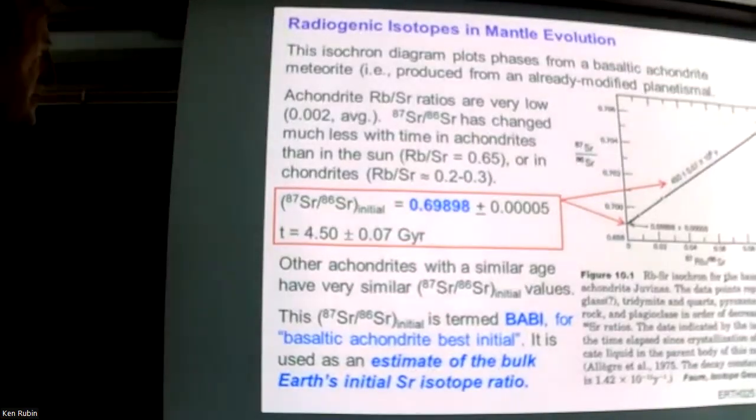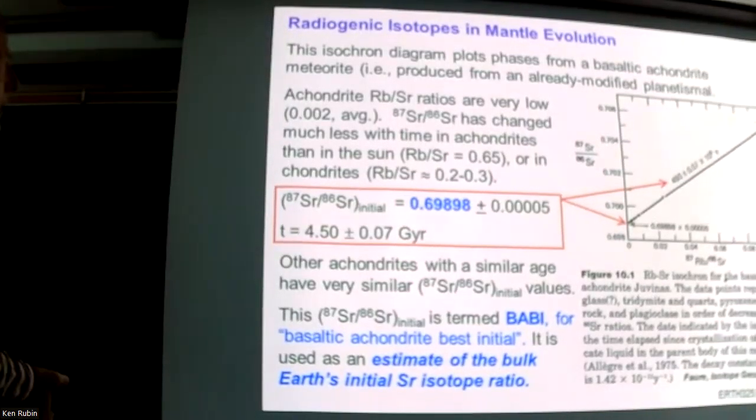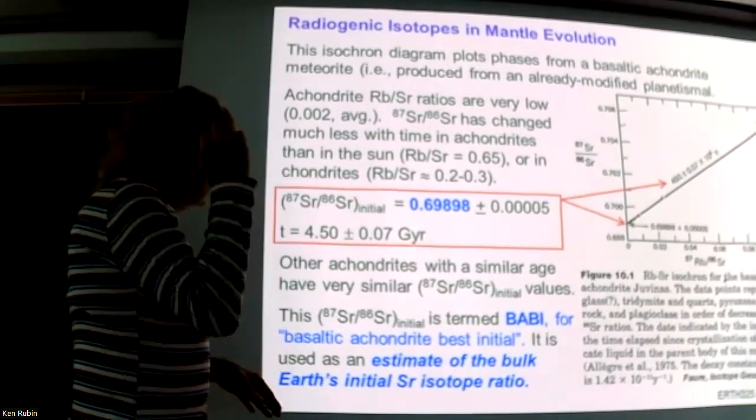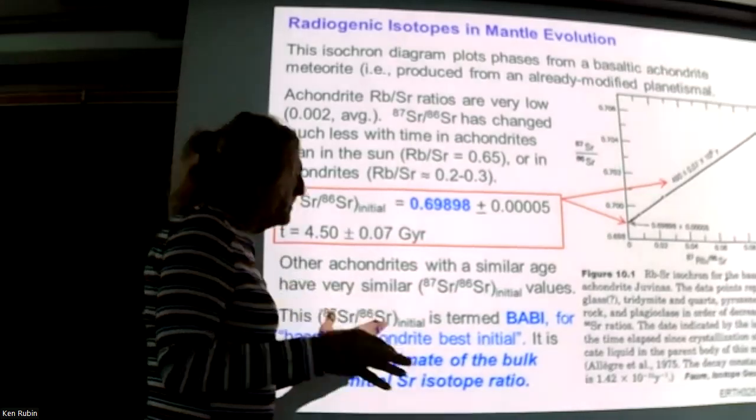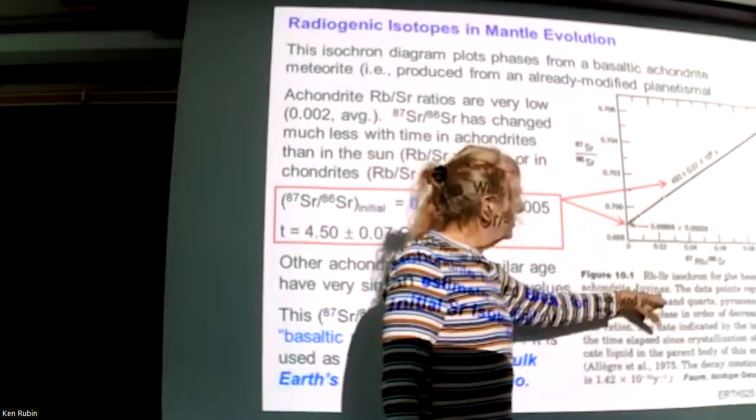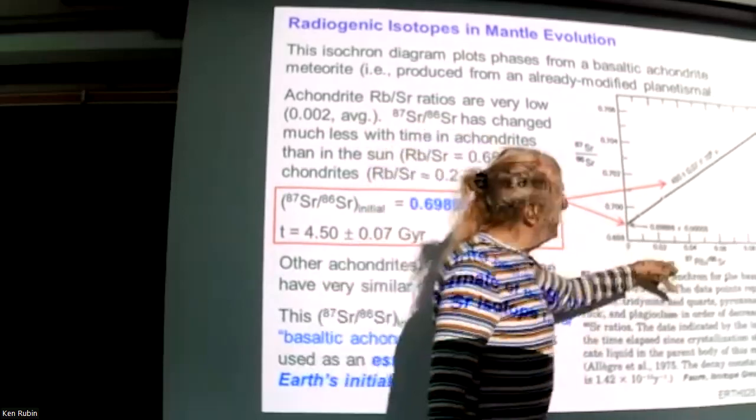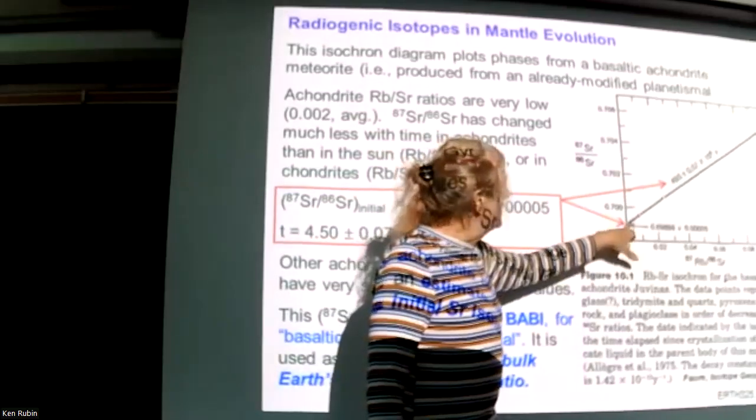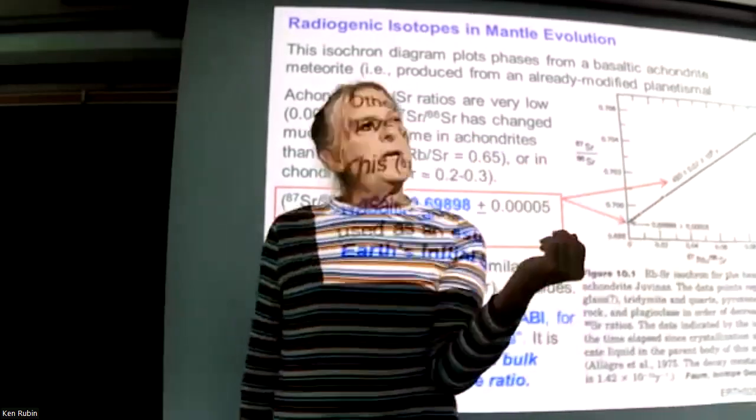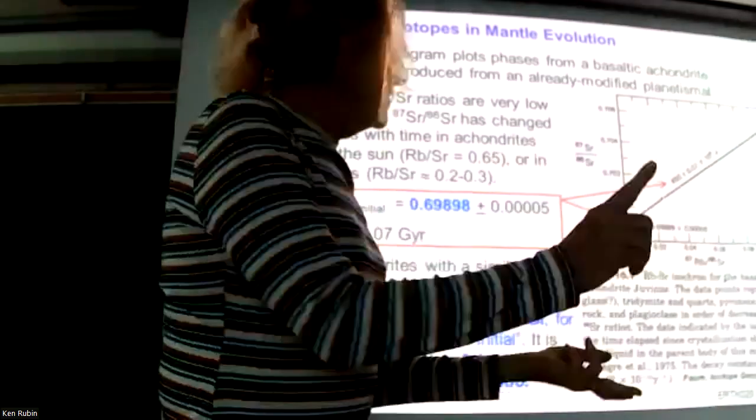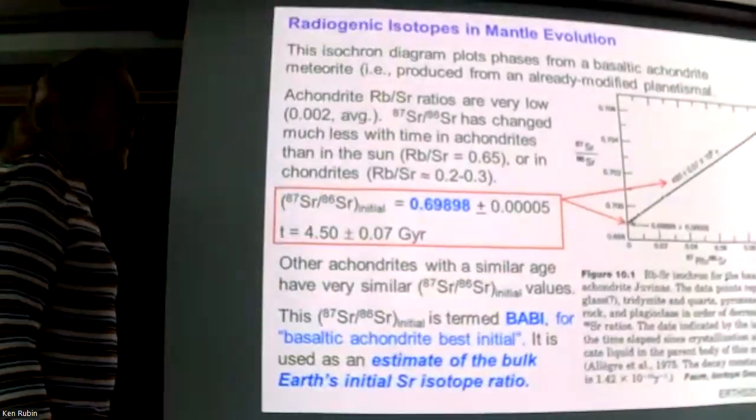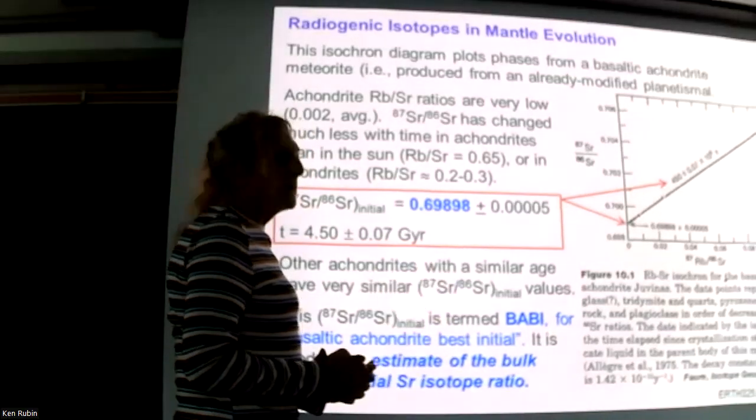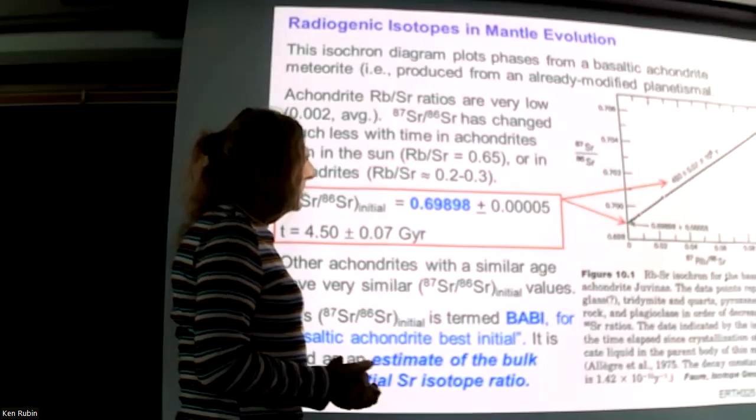Okay, so this is an isochron diagram for different minerals from a specific basaltic achondrite meteorite. Here's our rubidium-strontium ratio, here's our strontium isotope ratio, and it's a little bit hard to see, but see all these little dots? These are individual minerals in that meteorite. Olivine, clinopyroxene, orthopyroxene, magnetite, presumably are the primary minerals. Sometimes there are some other accessory minerals, maybe some zircon, for instance.